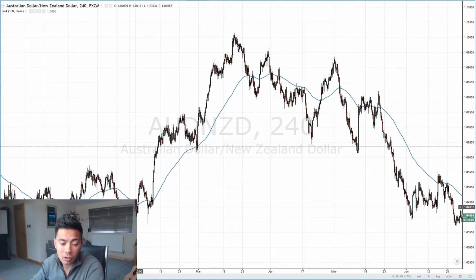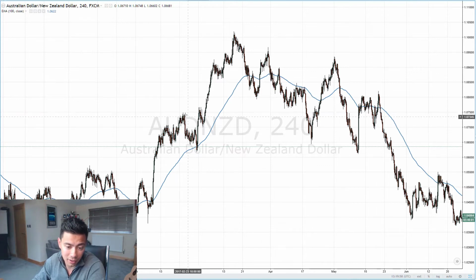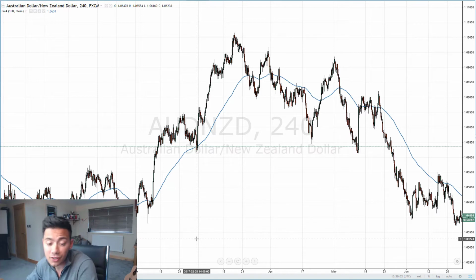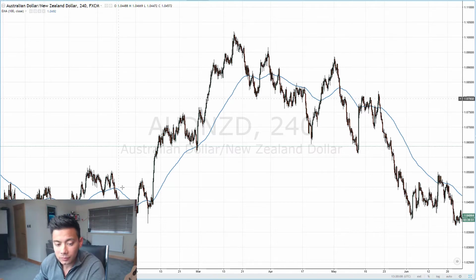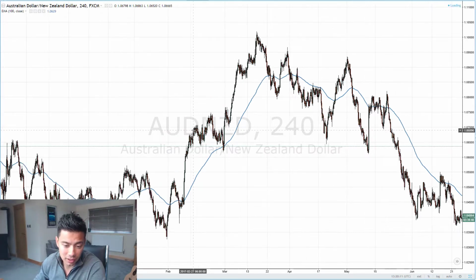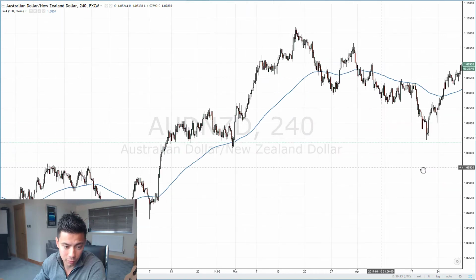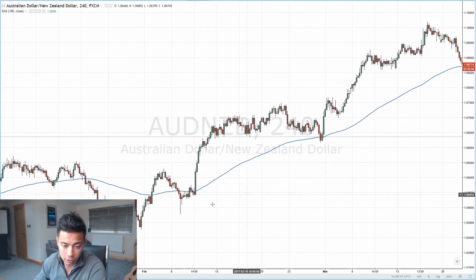Typically, a pullback is not going to retrace 100% of the move. So we've got this move going from here to here. It would be highly unlikely that the pullback would then move all the way back down to this point here. If it did that, that would be telling us that the trend isn't very strong, because of what you want in a nice strong trend. Let's take this one for an example. Let's zoom in for a little bit. So we've got an uptrend here. The market is moving up.